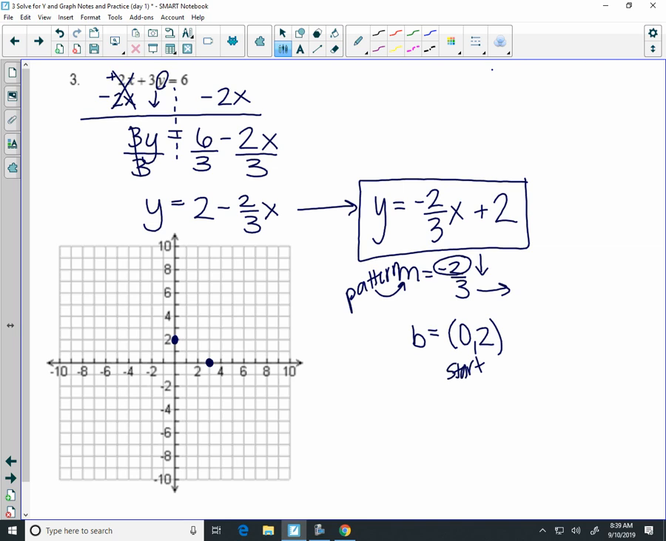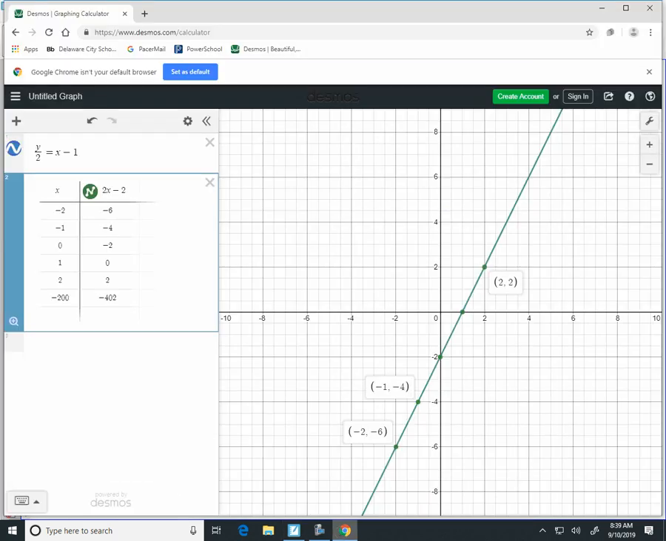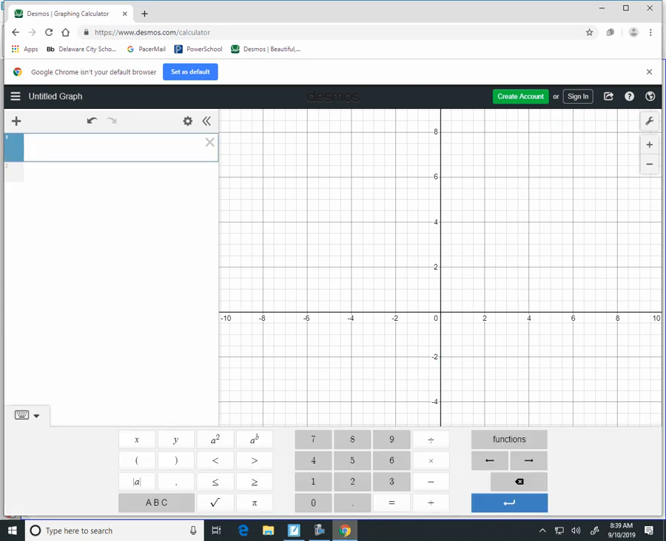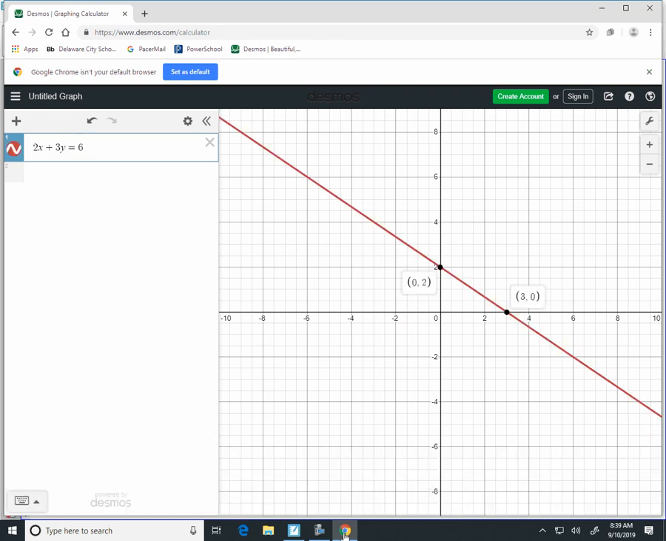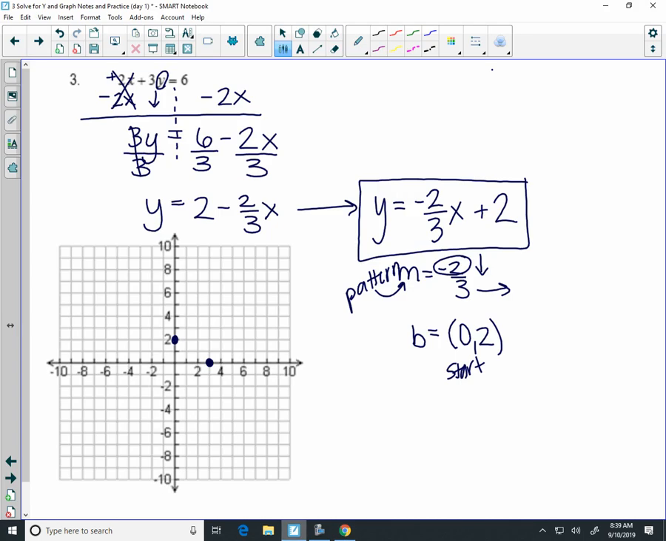If you're not doing all the little points right now, check it in Desmos to make sure it's right so you don't have to erase later. So let's do that. I'm going to put 2x plus 3y equals 6 into Desmos. And make sure I have a point at 2 and a point at 3, right? That's where we had our points. Cool. So now I can be pretty confident and keep going.